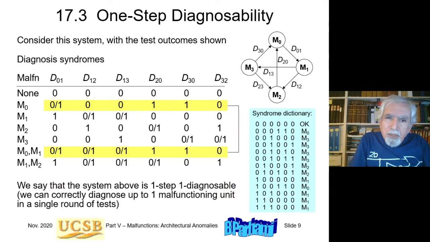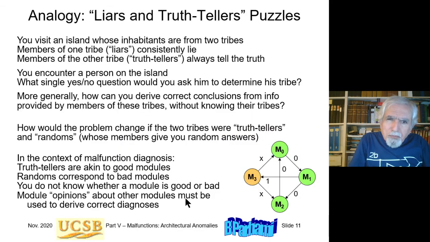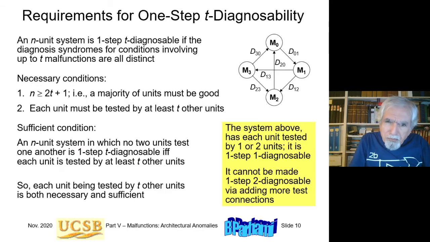We prove it. Actually, here we observed that it's not two diagnosable, because if you have two malfunctions, the signature may be indistinguishable from a single malfunction. Okay.